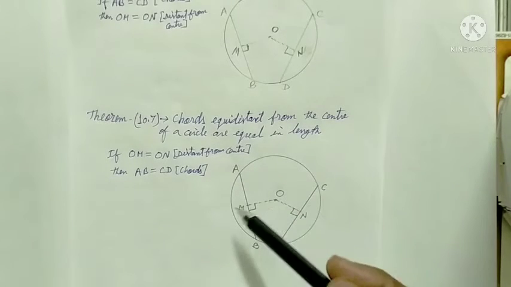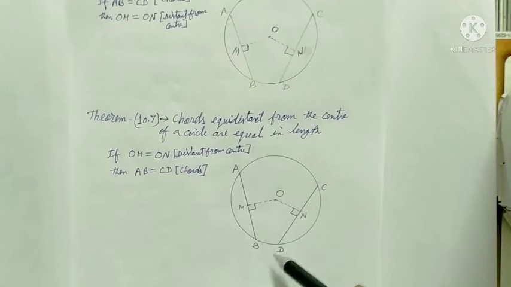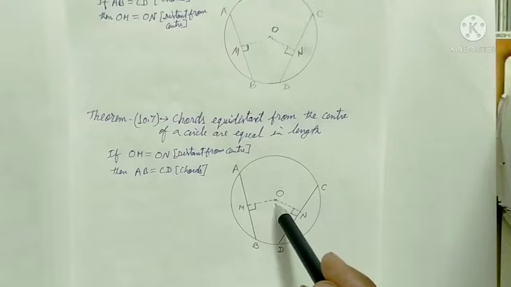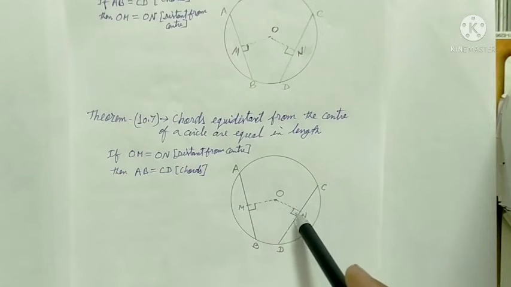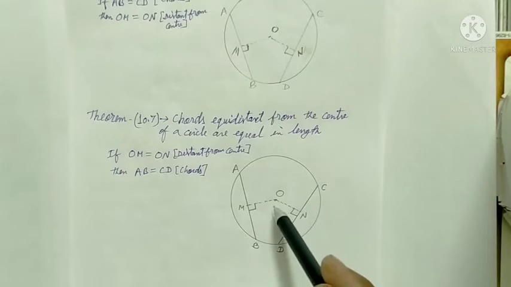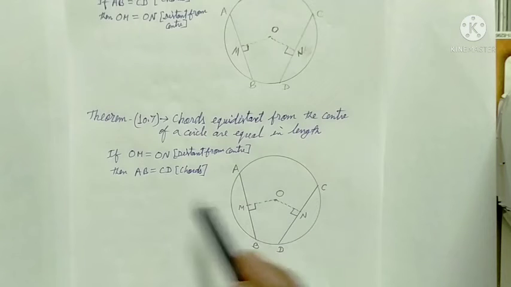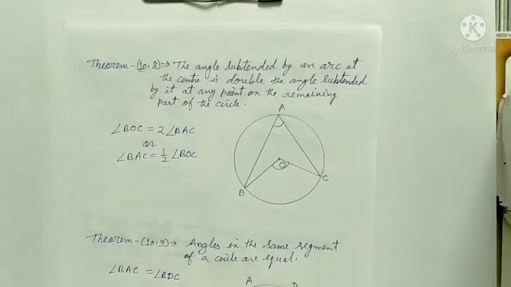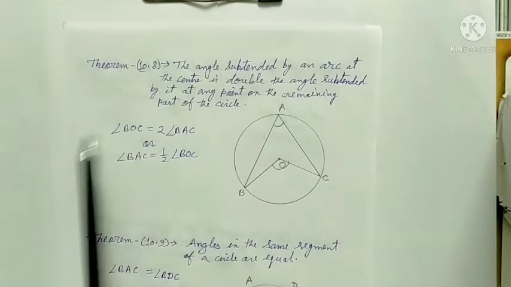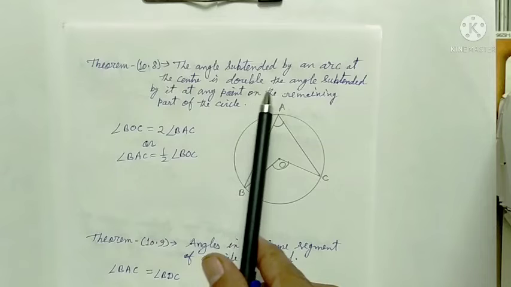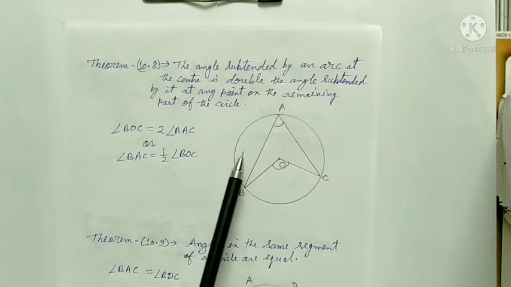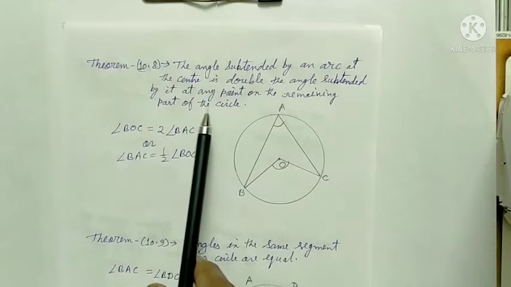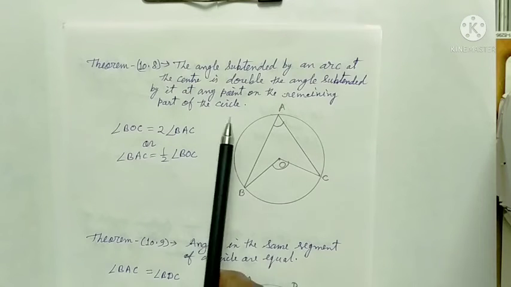It is just the converse of it: if AB and CD are two chords and they are equidistant from the center, like OM is equal to ON, the distance of both chords from the center is equal, then they will be equal, like AB is equal to CD. That is the theorem. Theorem number 10.8: The angle subtended by an arc at the center is double the angle subtended by it at any point on the remaining part of the circle.